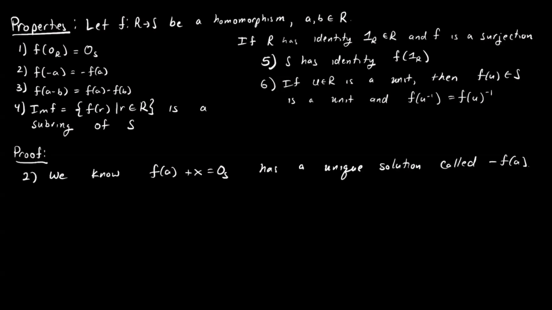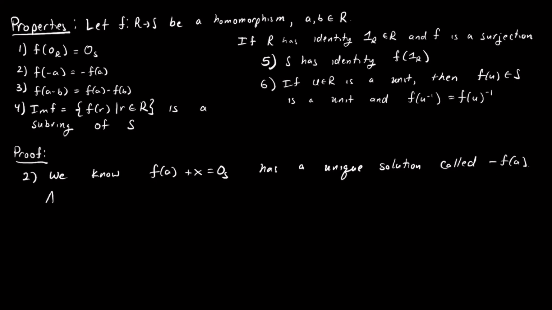So property 2 is also pretty straightforward. I know that additive inverses are unique, so when I look at an expression like f of a plus x is equal to 0, this has a unique solution, and we've named that solution negative f of a. It's the additive inverse of the element f of a of S.